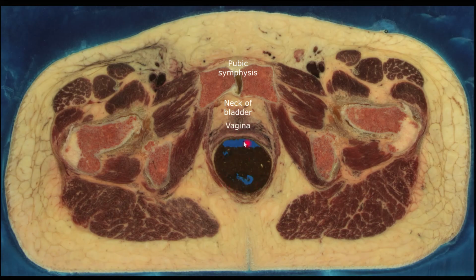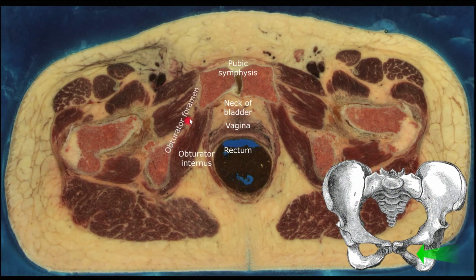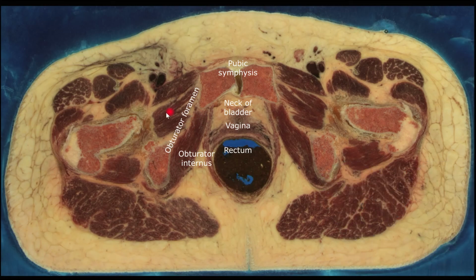More posteriorly is the ampulla of the rectum, and again I can still see the levator ani. Laterally is the obturator internus muscle. There is no continuity of bone here underneath it because of the formation now of the obturator foramen. And the obturator foramen is sandwiched between obturator internus on the inside and obturator externus on the outside.